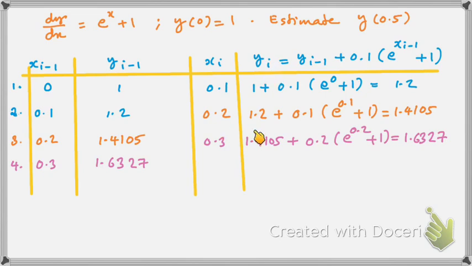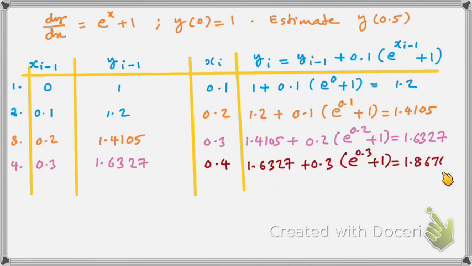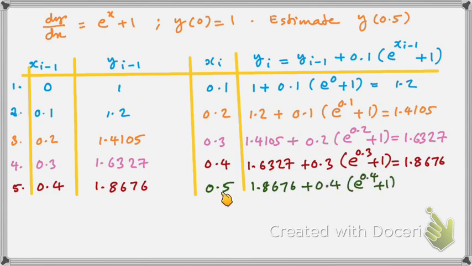And then to find out yi, I put yi minus 1 as 1.6327 and xi minus 1 as 0.3 into this formula. So that's going to be 0.4, and then sub in that, calculate it, and I have the new point 1.8676. So the new set of point is 0.4 comma 1.8676. So that's going to be the new point for me. Use that point to give 0.1 step size movement to the right side, which will give me the required point. So that is 0.1 size to the right side, step size.